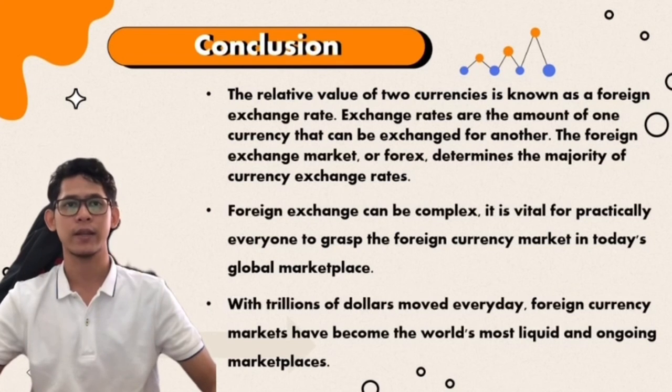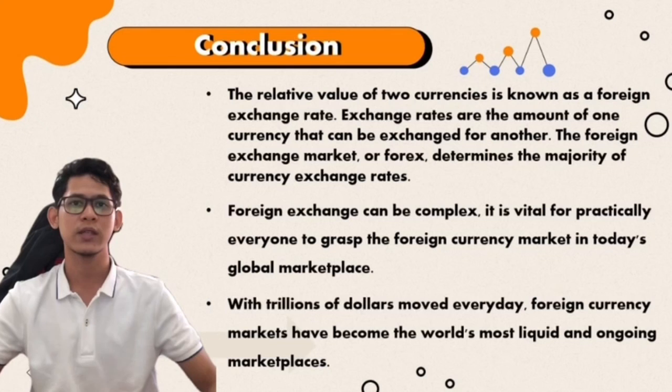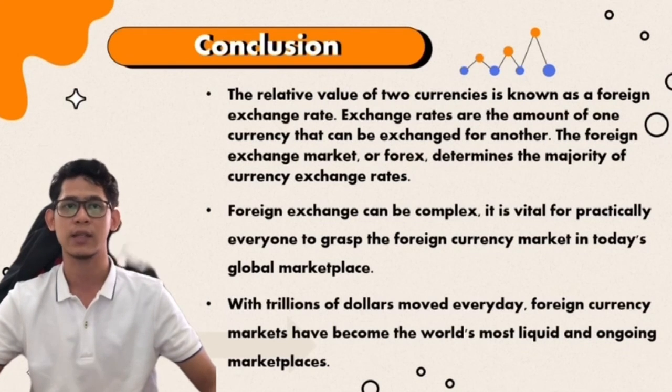So to conclude for our international trade assignment, the relative value of two currencies is known as a foreign exchange rate. Exchange rates are the amount of one currency that can be exchanged for another. The foreign exchange market, or forex for short, determines the majority of currency exchange rates. A country's economic performance, inflation, expectations, interest rate differentials, capital flow, and other variables all impact exchange rates. The strength or weakness of the underlying economy usually determines the exchange rate of a currency. As a result, the value of a currency might change from one moment to the next.